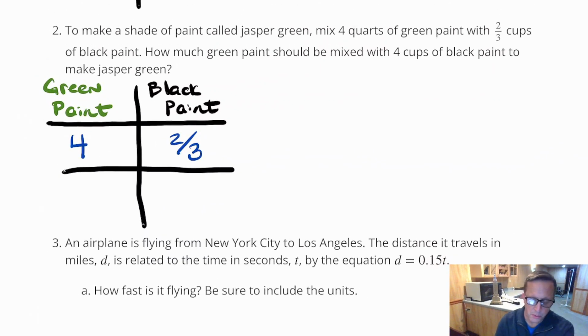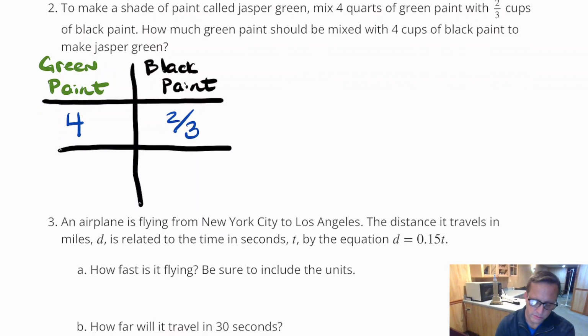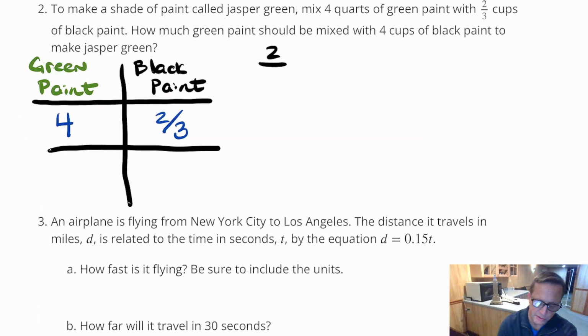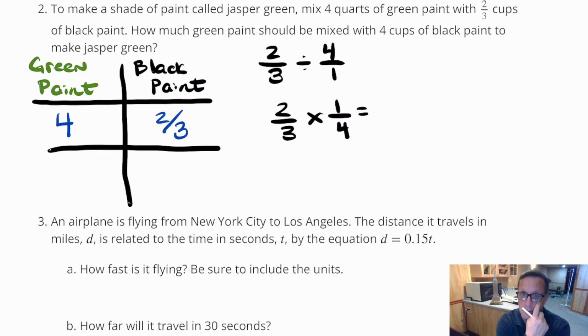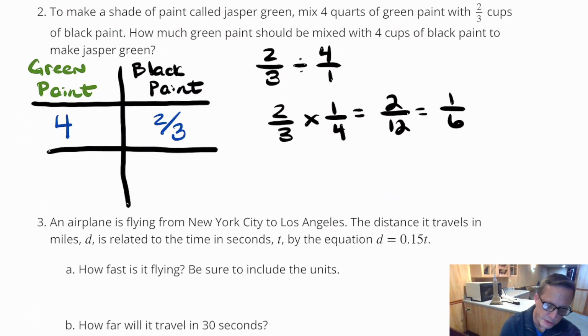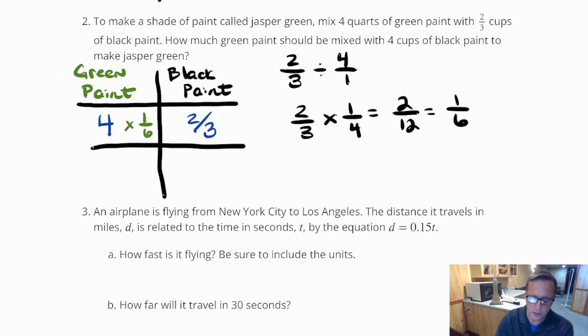What we're going to do here is the same thing. I'm going to do 2/3 divided by 4. That's our y divided by our x. I'm going to flip the second fraction and change division into multiplication. And then that becomes 2/12, which reduces to 1/6. So there's your constant of proportionality. You're going to multiply by 1/6 if we're going that way. If we're going the other way, we're going to divide by 1/6, which I think is what's going to happen.